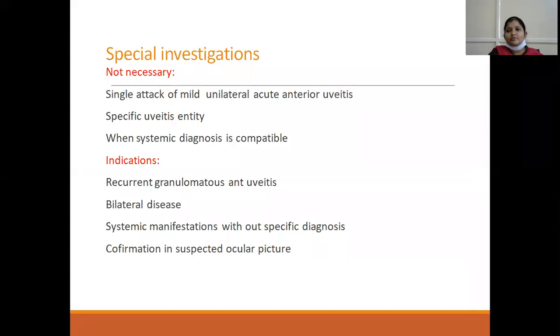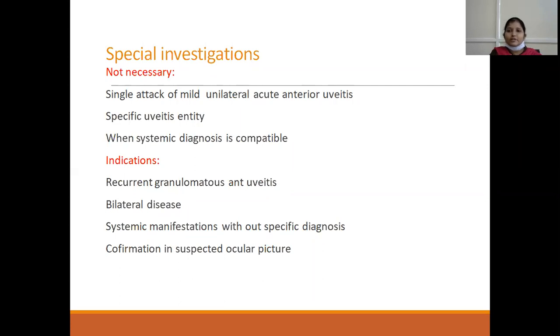Next, coming to investigation. After we have diagnosed a case as uveitis, when a patient comes with red eye, first we have to keep in mind the other causes of red eye like conjunctivitis and glaucoma, and we have ruled out conjunctivitis and glaucoma. So it is a case of uveitis. Next we have to see what the cause of uveitis is. So how do we proceed with it? We have to investigate. In which cases is investigation required and in which cases is it not required?